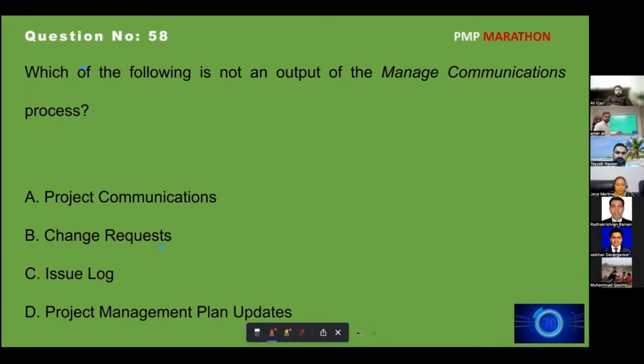project management plan? I don't even remember, to be very true. I used to remember input, output. This question is not coming like that.